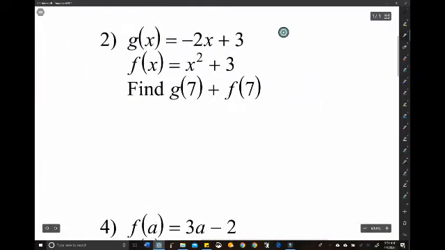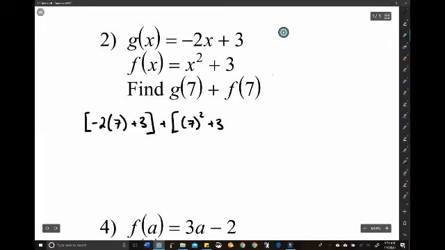Another example, so g of 7, f of 7, and once you do these, you can feel free to take some extra shortcuts. Again, so g of 7 is going to be -2 at 7 plus 3. That's that first part, plus, okay, f at 7 is x squared, so 7 squared plus 3. All right. I'll load up my calculator here just to have in the future.